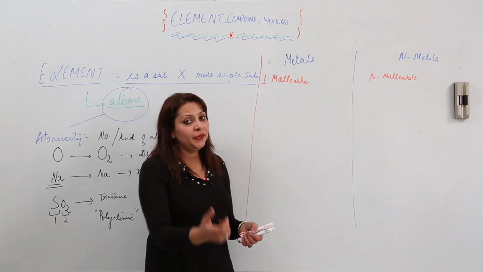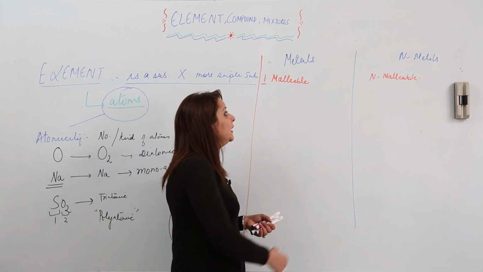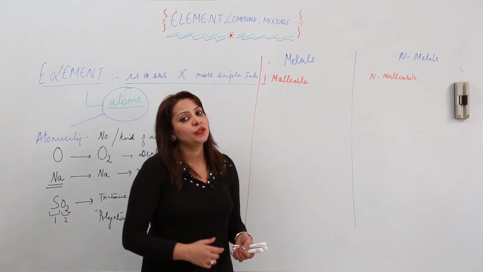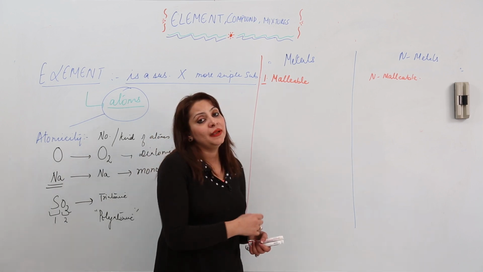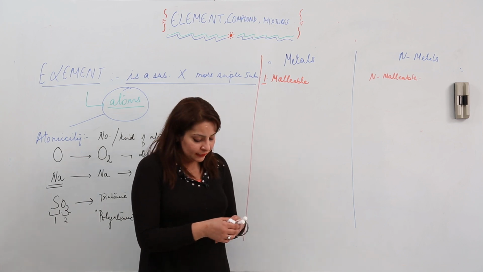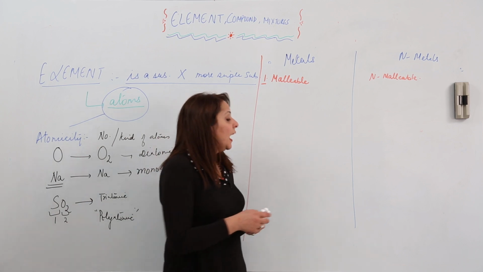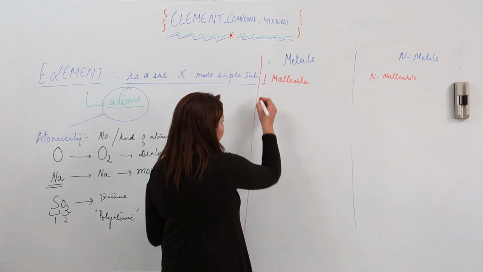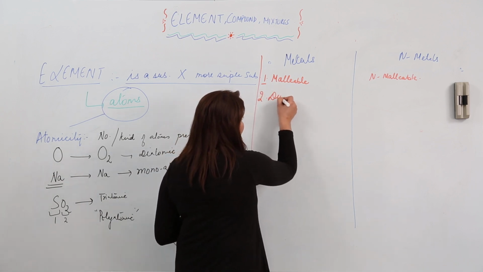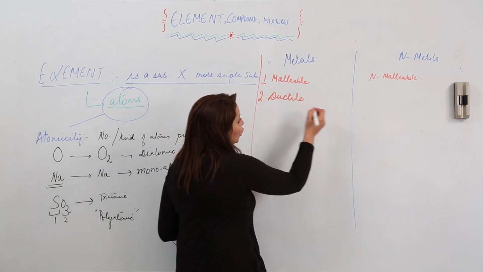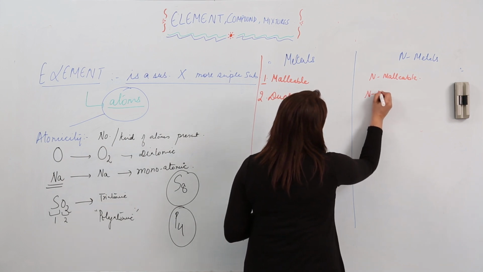So according to the property, we have seen that metals can be beaten into thin sheets and non-metals cannot be beaten into thin sheets. And the second property is metals are ductile and non-metals are non-ductile.